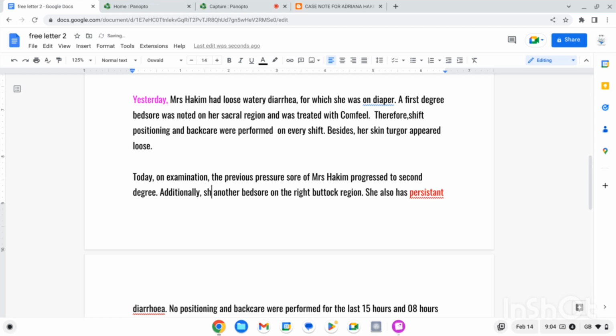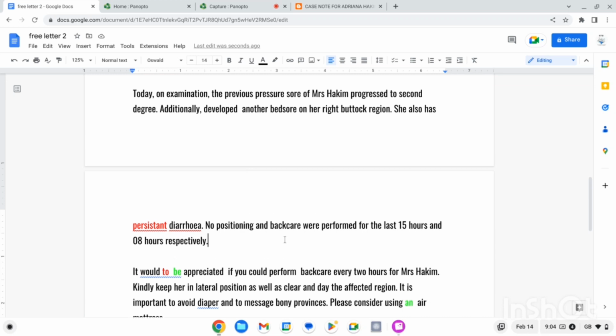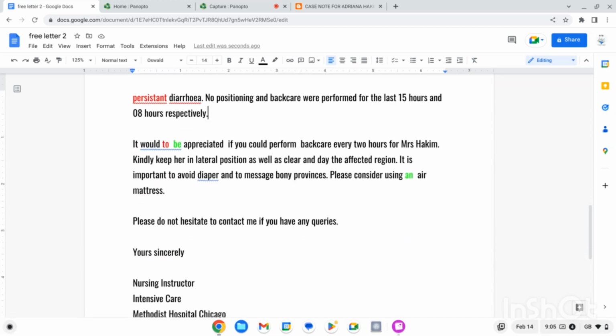Additionally developed another bed sore on her right buttocks region. She also has persistent diarrhea. The spell check is persistent, okay, persistent diarrhea, that's fine. So no positioning and back care were performed for the last 15 hours and 8 hours respectively. That's absolutely fine. The fourth paragraph is also good.